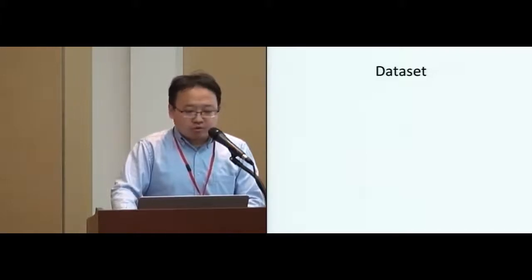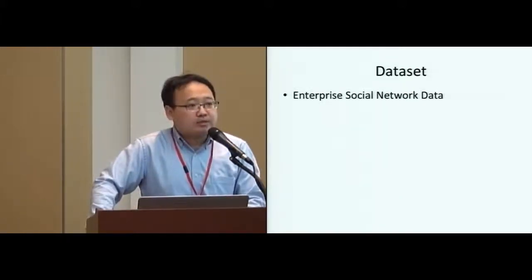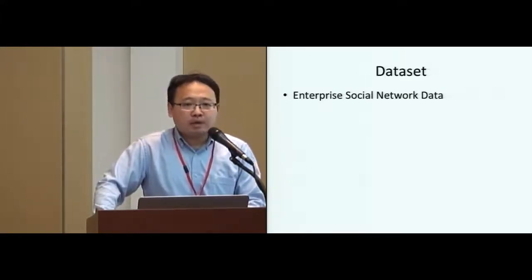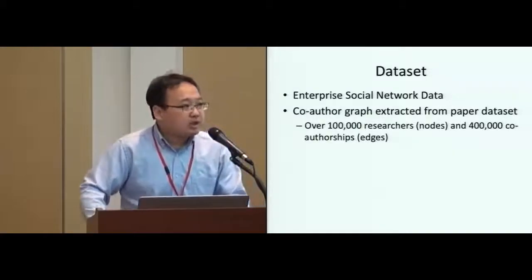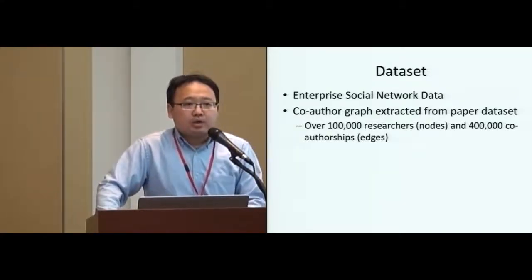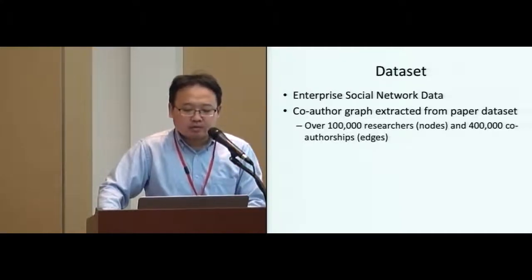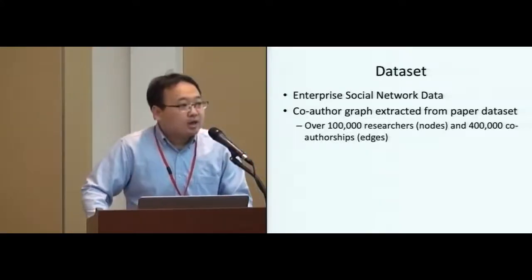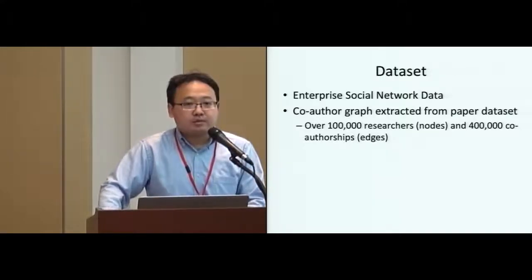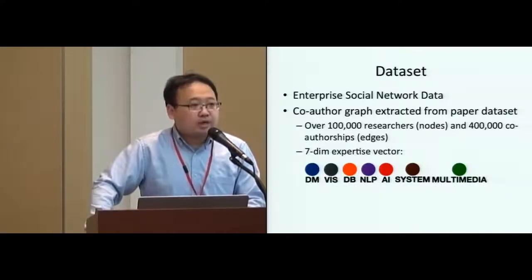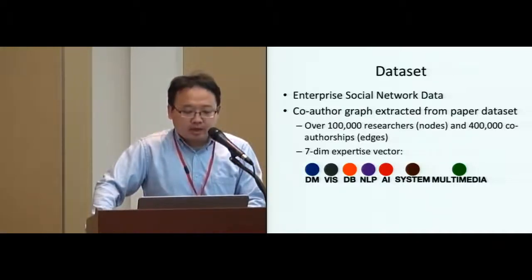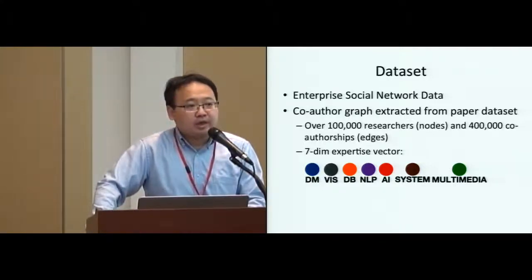So in this scenario, actually, enterprise social network data is used. However, this data has some privacy issues so that we cannot publish it in our paper. So instead, we use a very similar data set as our running example. We extract the co-author graph from a paper data set. And this graph contains over 100,000 researchers as nodes and over 400,000 edges indicating co-authorship of these researchers. So inside this data, each researcher is represented by a 7-dimensional expertise vector indicating their skills in different areas.